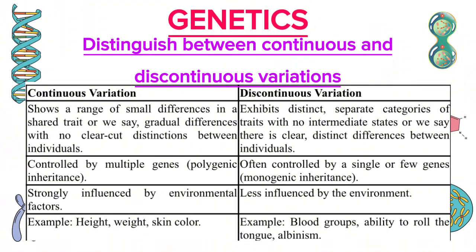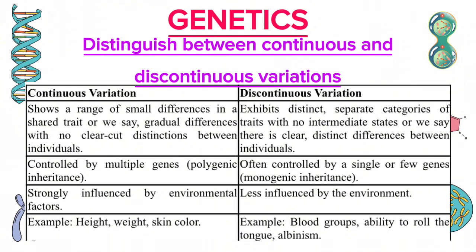In continuous variation, like identical twins, you can see one is a bit taller than the other. And in discontinuous variation, we can talk of a situation whereby one child is suffering from albinism and the other is not. So there's a big difference. You can see this one has this particular condition and the other one doesn't.